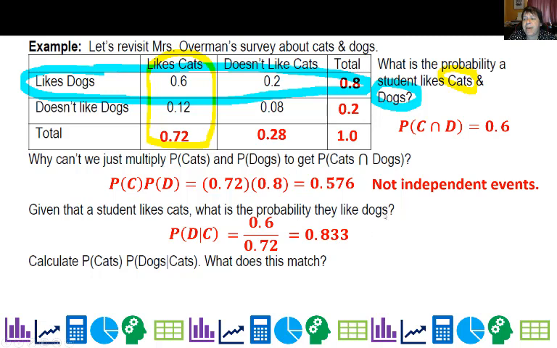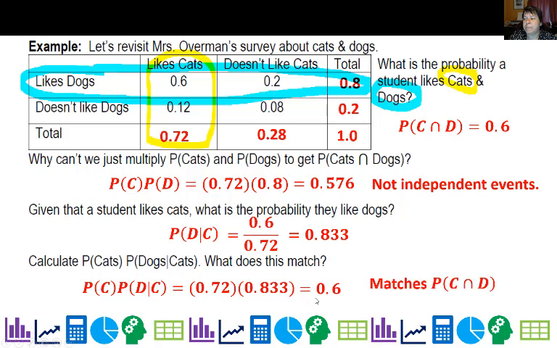So that is a conditional probability of liking dogs given that you like cats. Now let's go ahead and multiply the probability of cats, which we said was 0.72, times this probability that we like dogs given we like cats. So that would give us 0.6. And what does that match? That's the probability of cats and dogs.